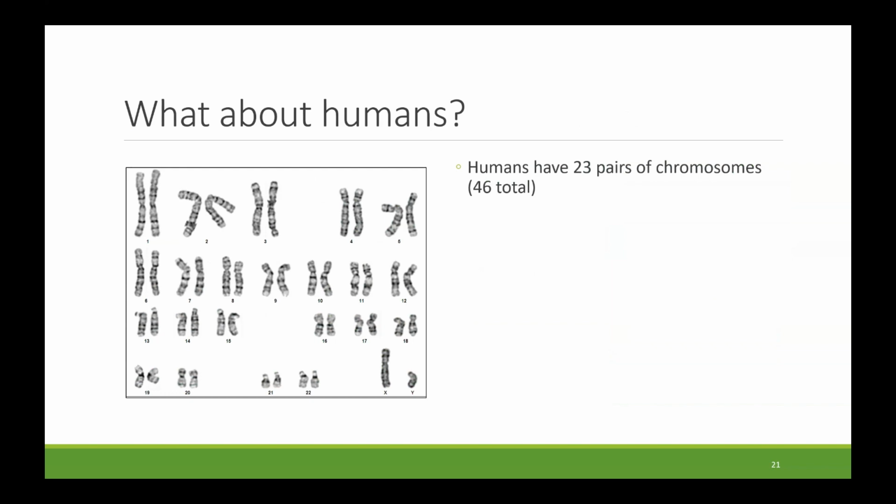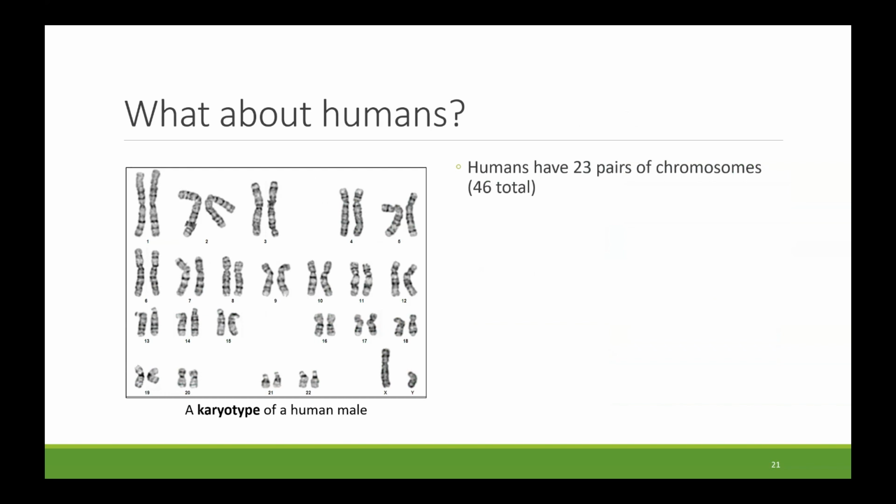23 come from the biological mother and 23 come from the biological father. And here on the screen, what you see is something called a karyotype, which is an image of all of a given person's chromosomes laid out and organized as seen under a microscope. And this karyotype here corresponds to a human male.